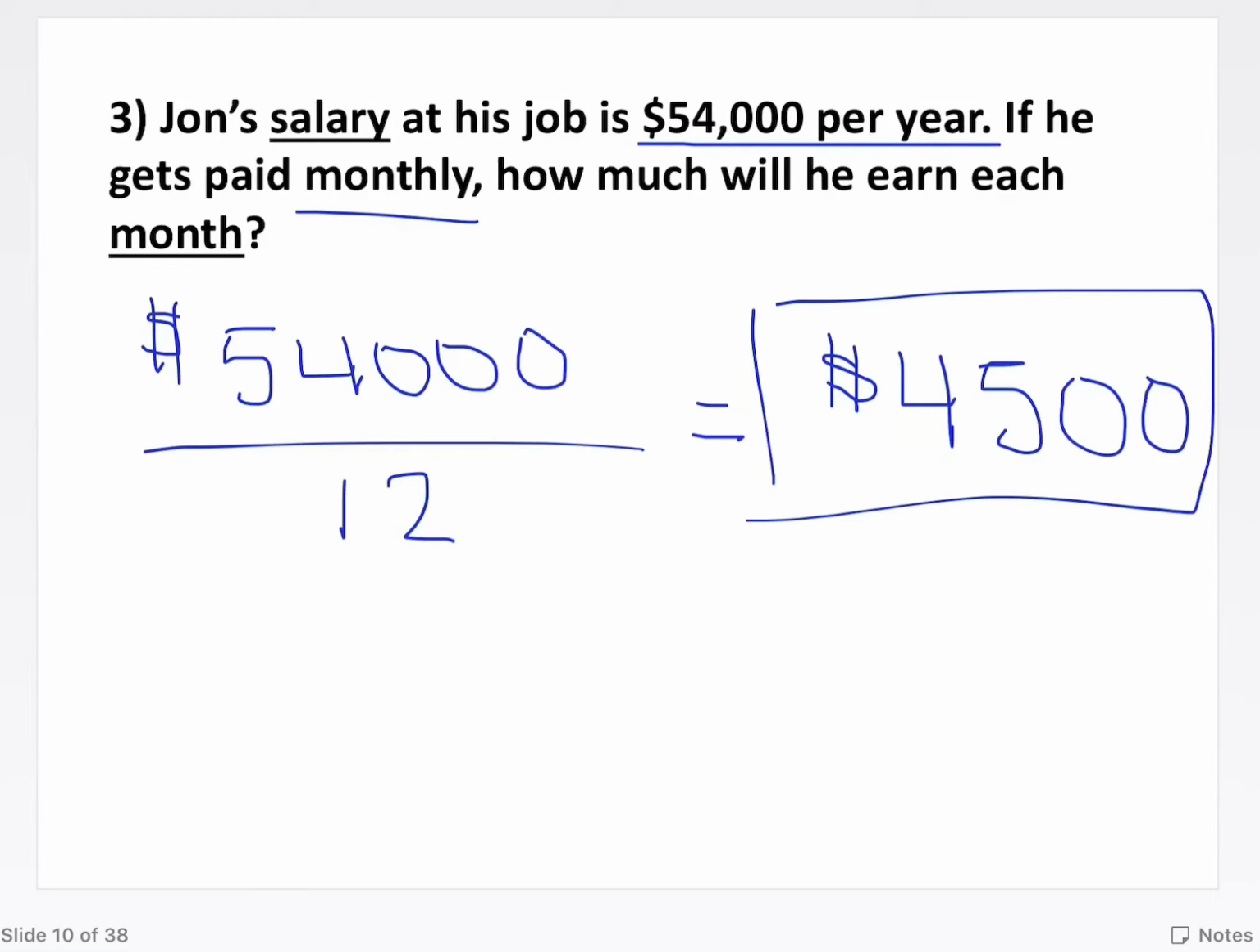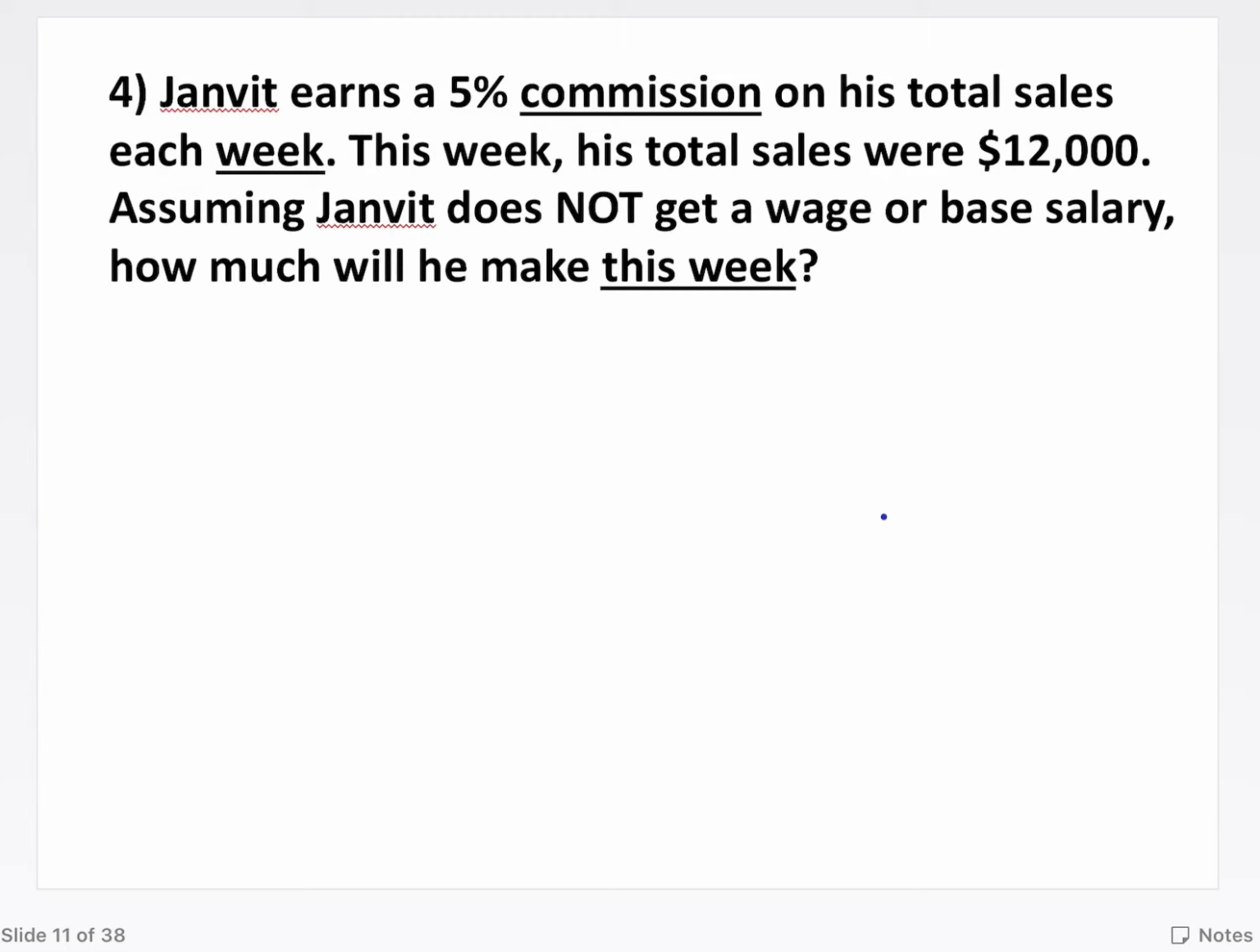Okay, so that's often a typical salaried agreement. Okay, number 4. Jan Veet earns a 5% commission on his total sales each week. This week, his sales were $12,000. Assuming Jan Veet does not get a base wage or salary, how much will he make? So he's strictly commission. So he sold $12,000 worth of product. Now he's not going to get $12,000. His commission agreement is that he gets 5% of that $12,000 in earnings.